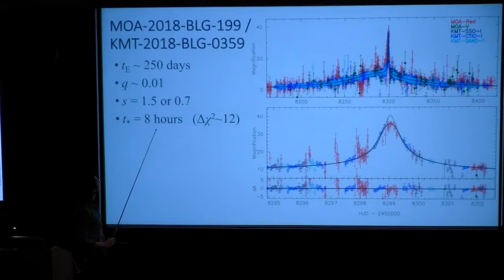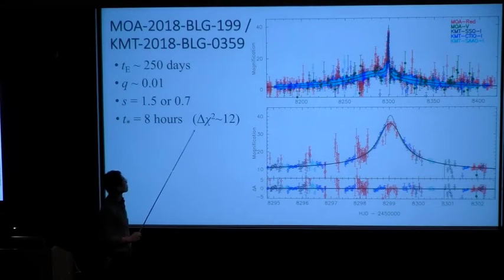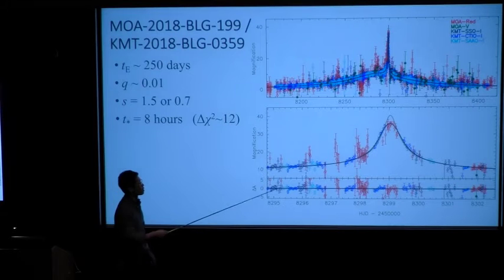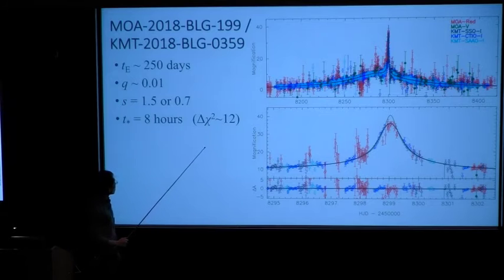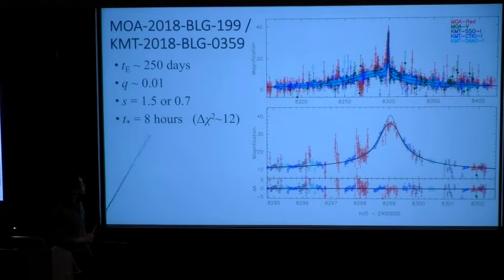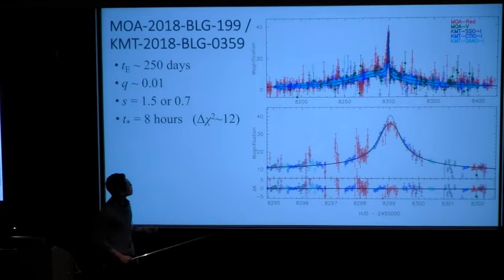And we have a degeneracy in the separation, so it's a wide and close degeneracy because the anomaly was caused by the central caustic. And the finite source effect is marginally detected. The t star, the source star radius crossing time, is measured as 8 hours, but the significance is delta chi-square 12, so it's marginal detection.